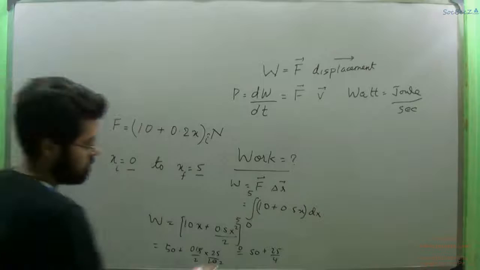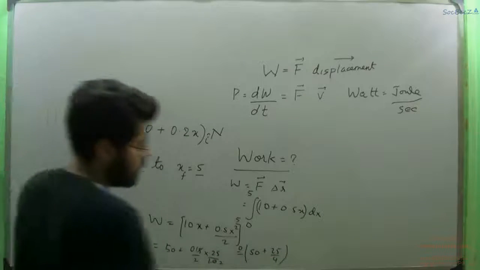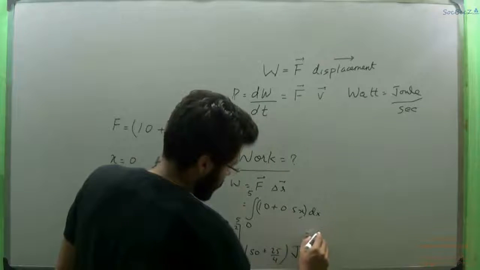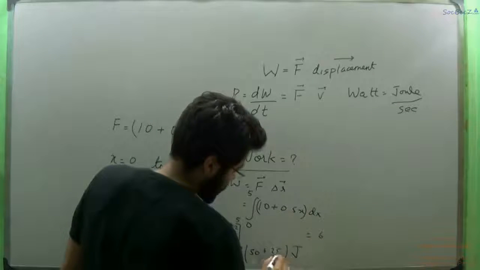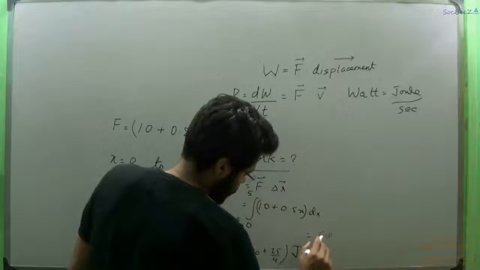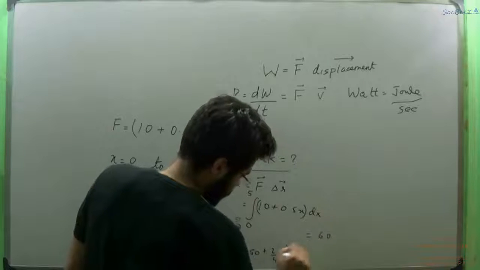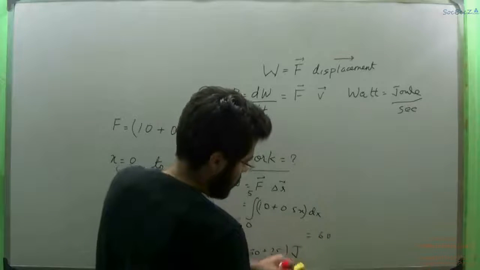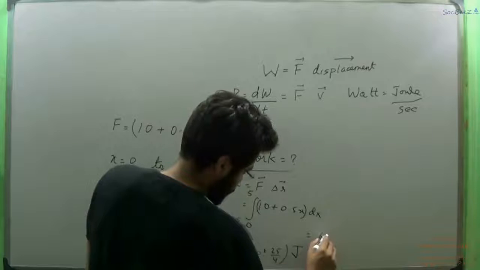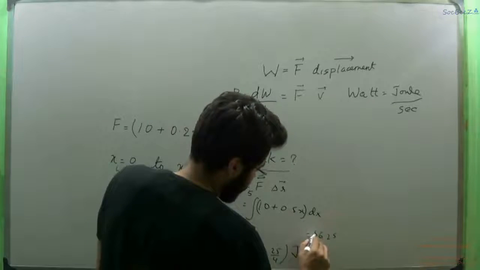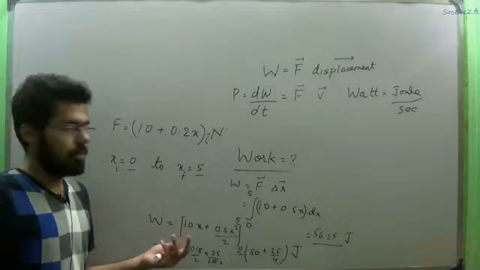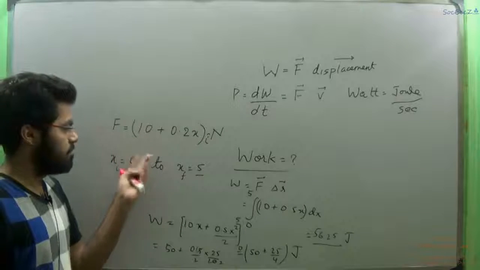We can simply add it. This is in joule. Or 25 by 4 is simply what? 6.25. 6.25 plus 50, 56.25 joule. So very simple, we just have to multiply it.